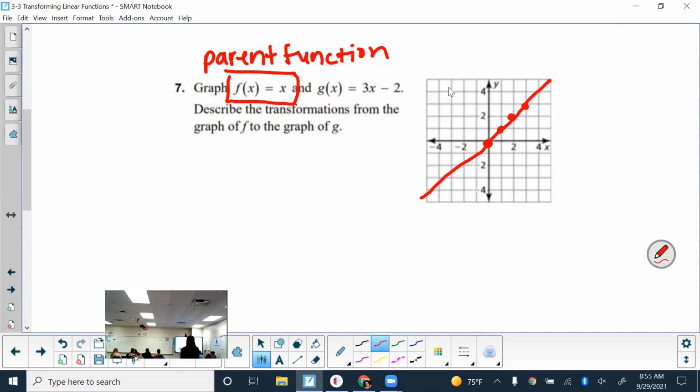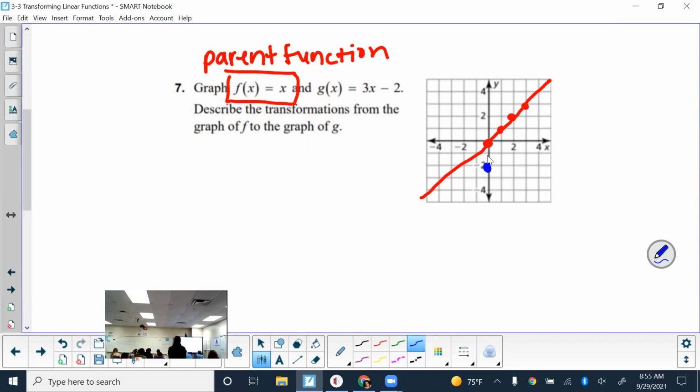That's my parent function. The g of x is like a transformed graph. So let's graph that one. What's my y-intercept of g of x? So that would be here. What's my slope? It's 3. Rise over run.